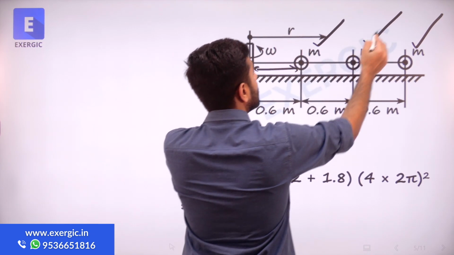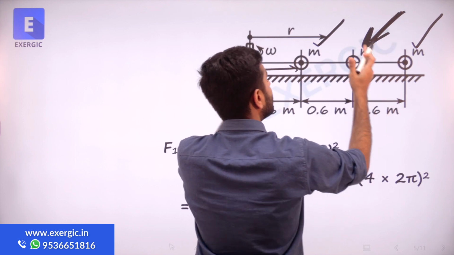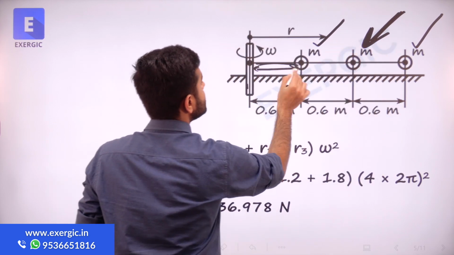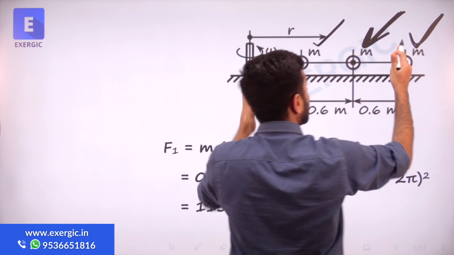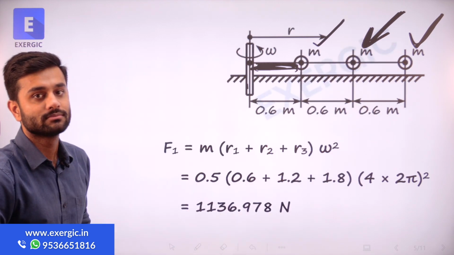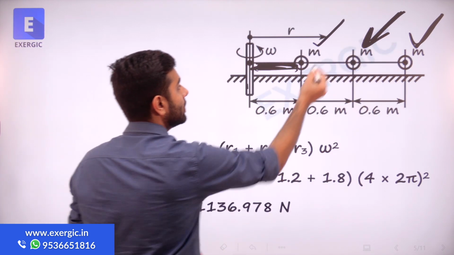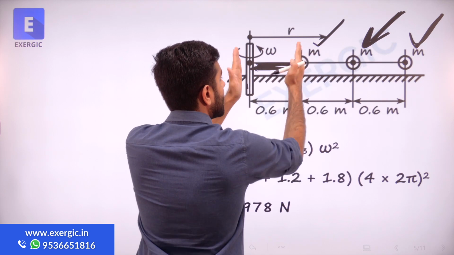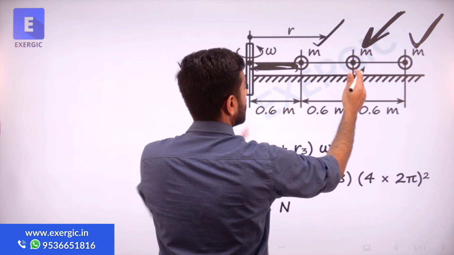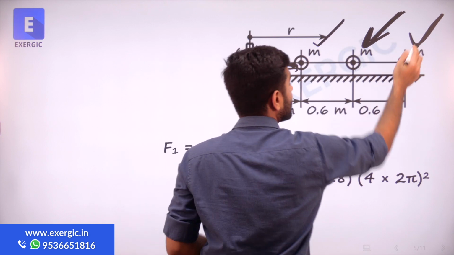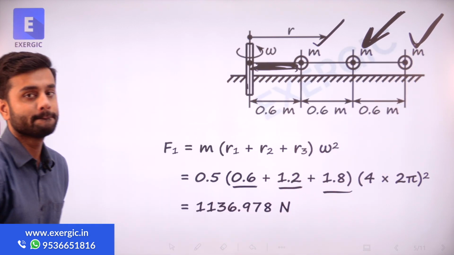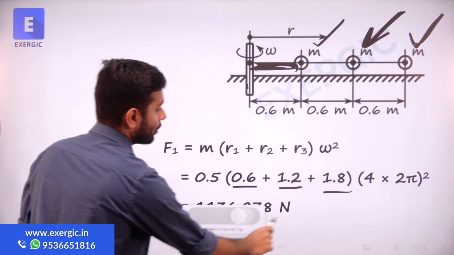So don't think that in section 1 the R value will be 0.6, 0.6, 0.6. In this section, due to this mass, R will be 1.2 only. In this section, due to this mass, R will be 1.8. So for section 1, this mass is at 0.6, so 0.6. This mass is at 1.2, so 1.2. This mass is at 1.8, so 1.8. Got it? And then we added all of them together.